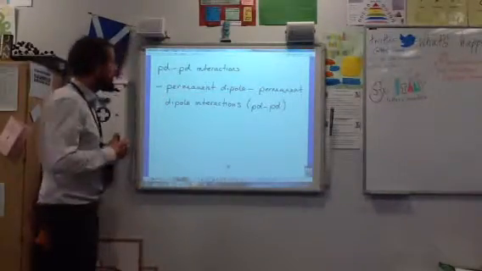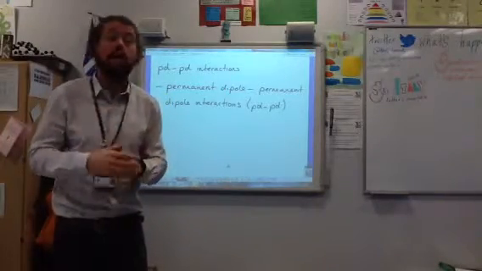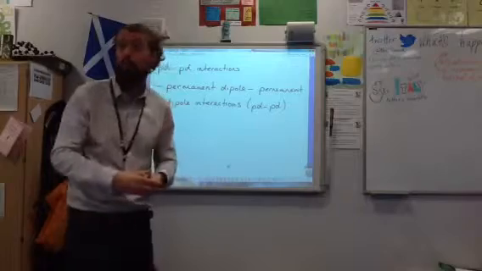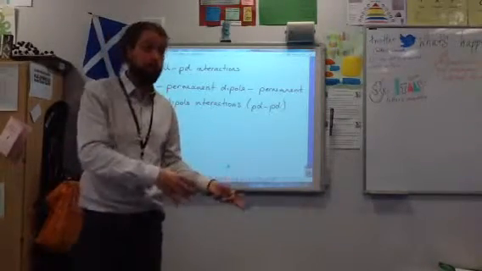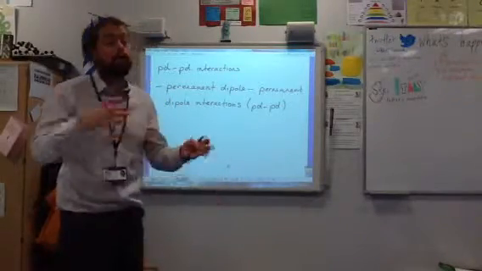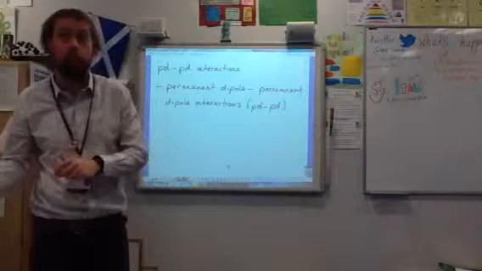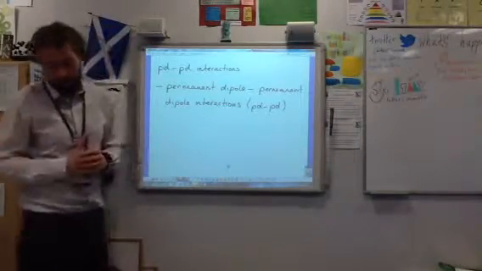PD. Now, permanent means that the dipole is not changing. It is what it is. The reason it gets called permanent dipole is really in respect to London dispersion forces, which are induced dipole. So these ones are permanent, but the London dispersion ones are not permanent, they are induced. So it's mentioned as that in respect to that.